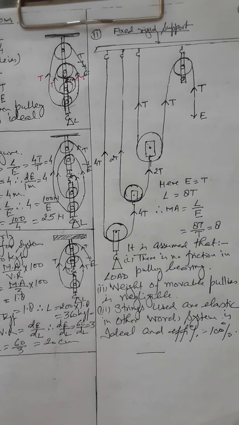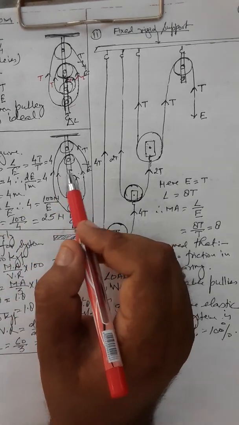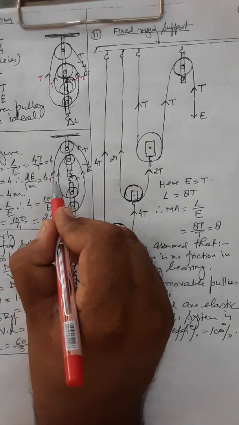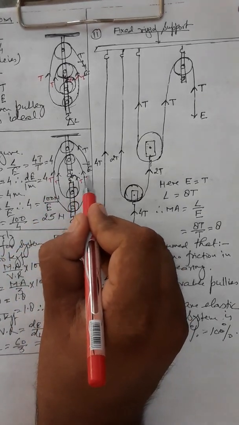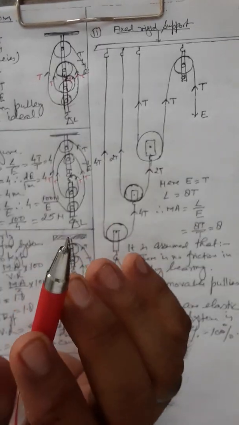Question number 9. Figure 3.34 shows a block and tackle system, a 4 pulley system, used to lift a load. How many strands of the tackle are supporting the load? Strands supporting the load are 4: 1, 2, this is third, and this is fourth. 4 strands are supporting the load, which is given in the figure.